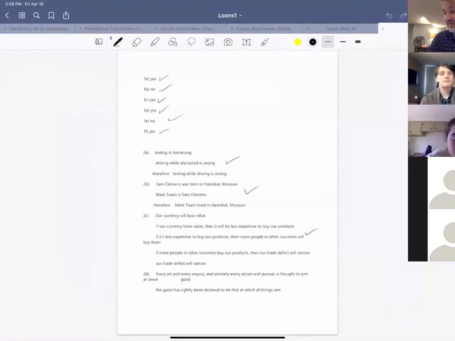Okay, so you guys reconstructed this argument as follows. Every art and every inquiry, and similarly every action and pursuit, is thought to aim at some good. And then your conclusion was, the good has rightly been declared to be that at which all things aim.